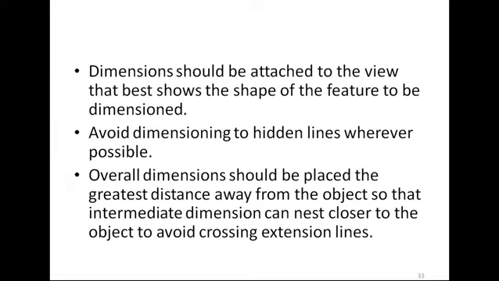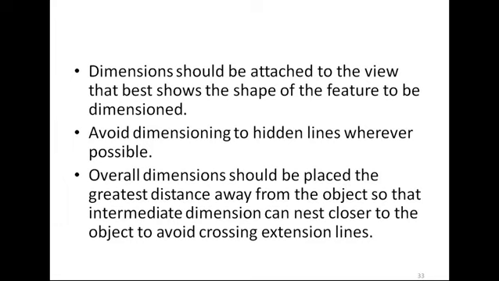Now, dimensions should be attached to the view that best shows the shape of the feature to be dimensioned. Avoid dimensioning to hidden lines wherever possible. We have also discussed this in our slide. Always avoid dimensioning to hidden lines, as it will misguide someone who is manufacturing the component. Always show the dimension in a clear view, whether it is the front view or top view, the view in which you can properly see your component. Only then can you give the dimension properly.